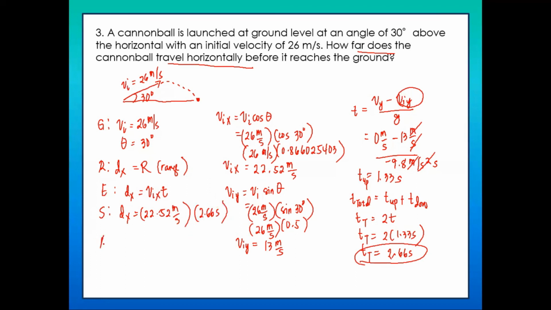Okay? Now, for our answer, our d sub x na, multiply lang natin to, cancel similar units. Meter ang unit ng distance. 2 decimal places tayo, 22.52 multiplied to 2.66. That gives you 59.90 meters. So, this is now our answer. This is the range. From the point it was released to the point na na-hit niya ang ground. Okay? So, at 30 degrees, na-reach na ang 59.90 meters.